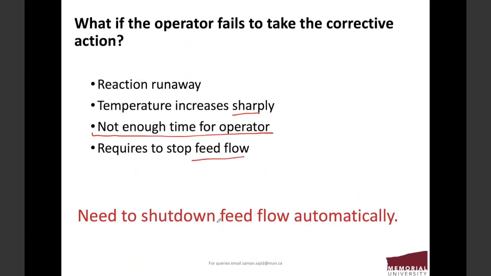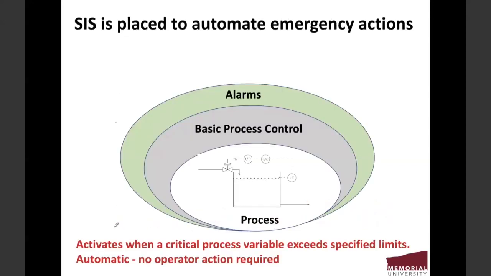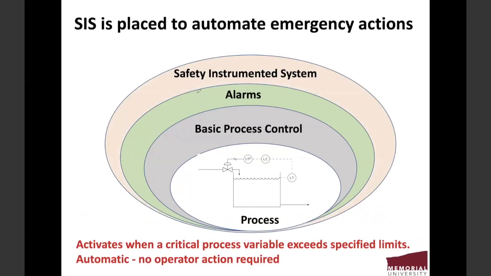So we need to shut down the feed flow automatically. We need a mechanism which can automatically shut down our feed flow, or the input into our process. That is where our next layer of protection comes in, which is the safety instrumented system. In short, we call it SIS.